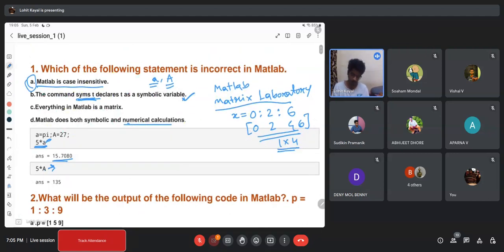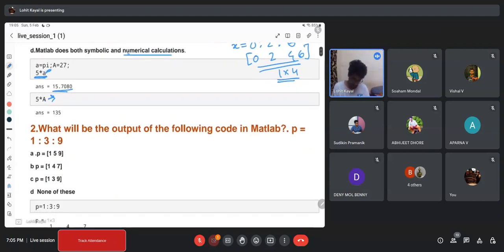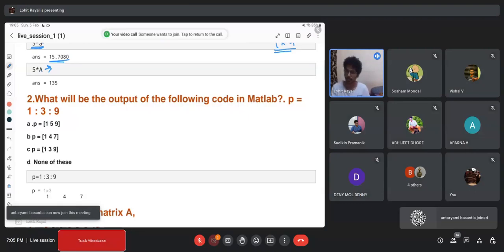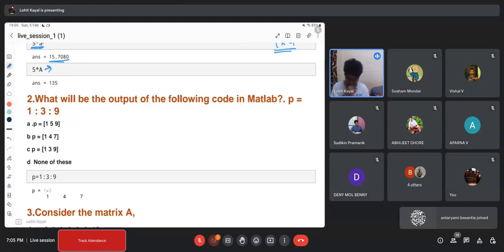Which one is the incorrect statement? That MATLAB is case insensitive. This option will be incorrect. If you have any doubt anywhere, you can stop me and ask me questions. Now let's go to the second problem.